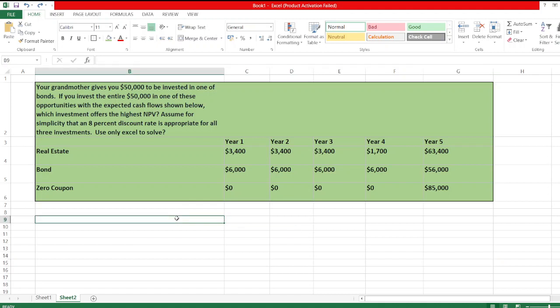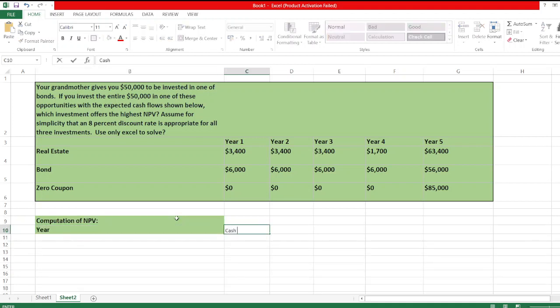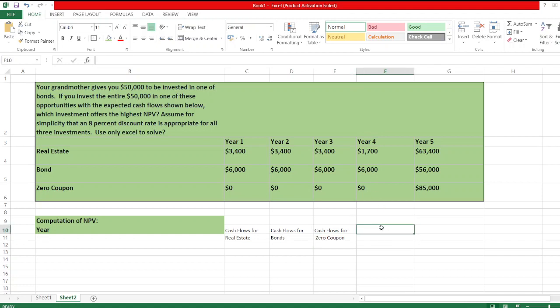So here we have to calculate NPV. Let's start the computation of NPV. Here, year, then cash flows for real estate, cash flows for bonds, and then cash flows for zero coupon. PVIF, present value factor at the rate 8%.